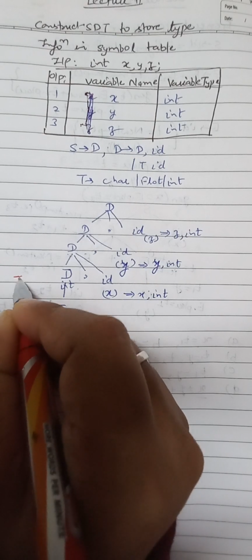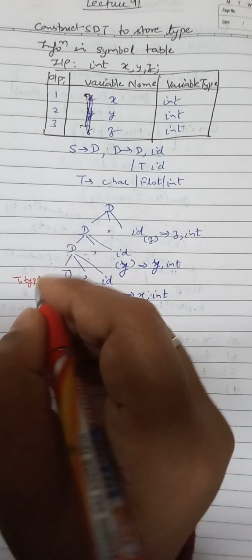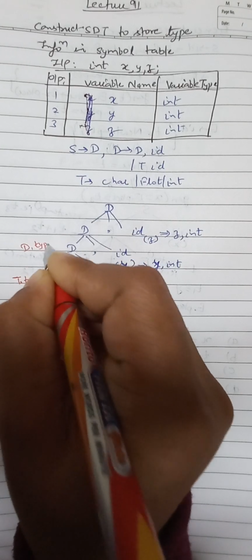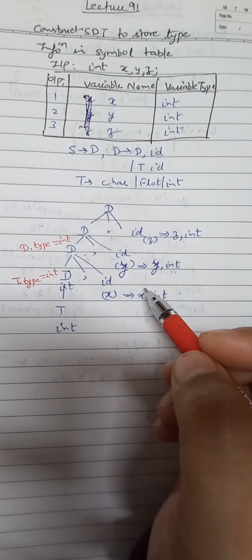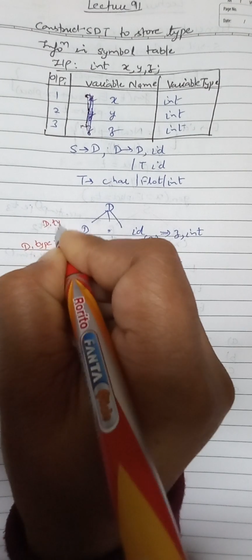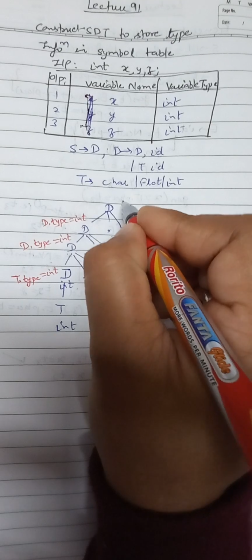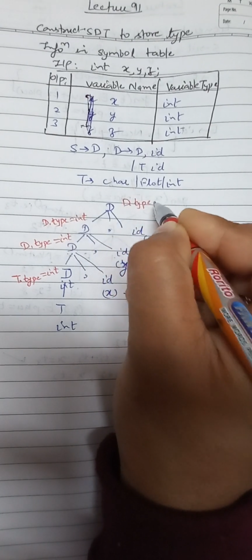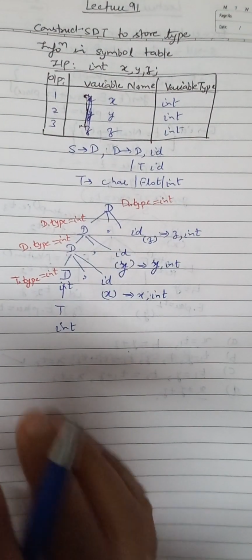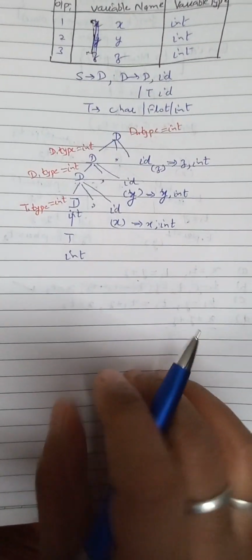So here we can see that this is T dot type is equal to int, and here D dot type is equal to int, here also, because the variable is of integer type as given in the input. This is also D dot type is equal to int, and here also D dot type is equal to int. So I will write the SDT for this.